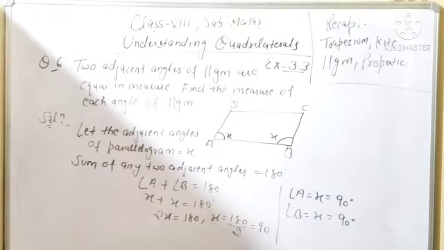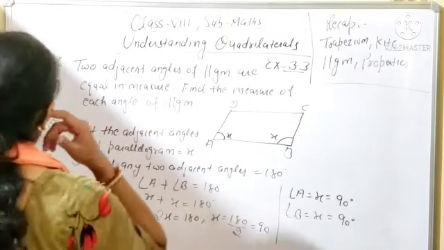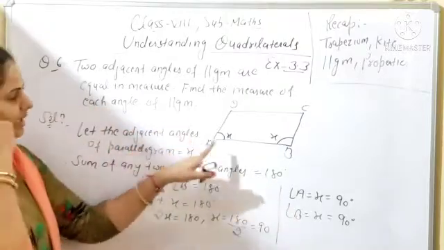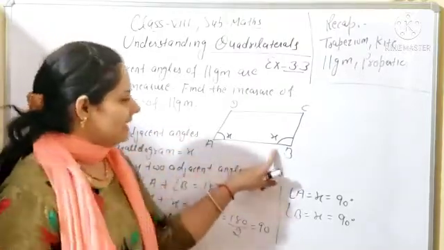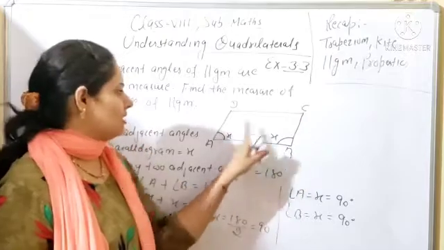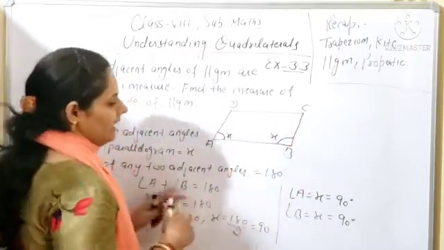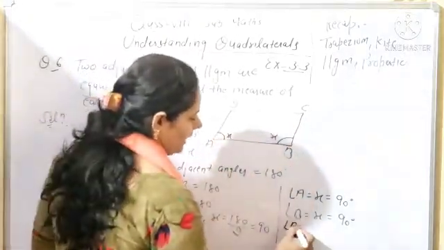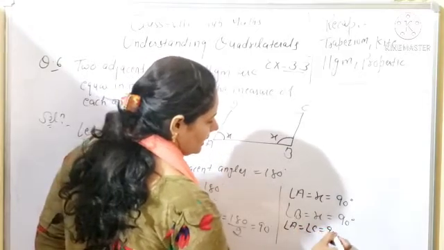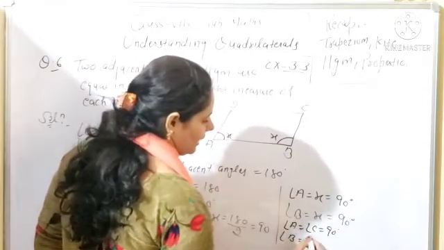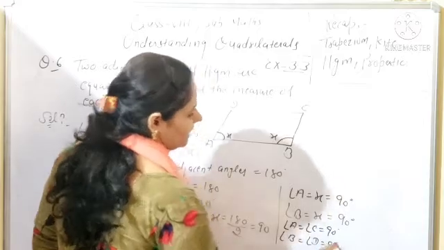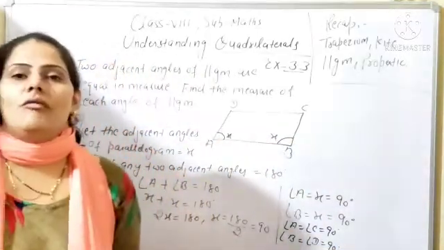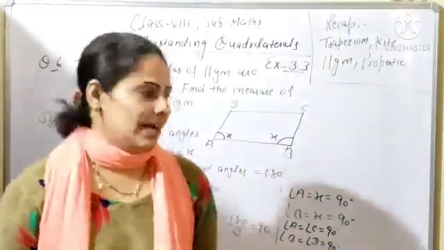Okay, but after that it is given, find the measure of each angle. Find the measure of each angle of the parallelogram. If this one is 90, beta, this one is 90, so what will that be? Opposite angles are equal. So angle A will be equal to angle C, which is equal to 90 degrees, and angle B will be equal to angle D, which is also equal to 90 degrees. It means you can say each angle of the parallelogram will be equal to 90 degrees.